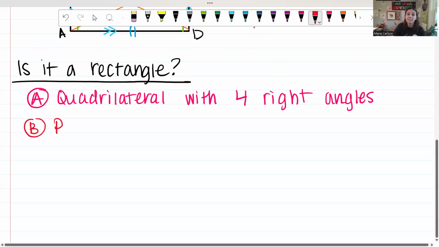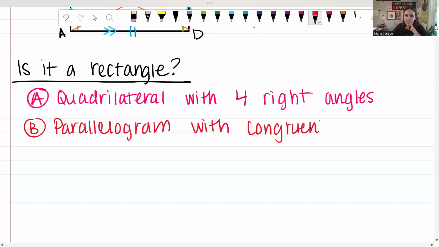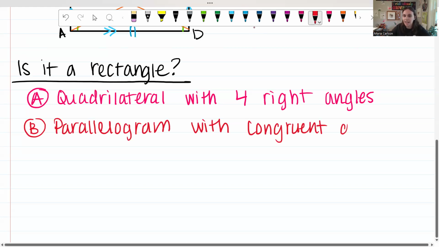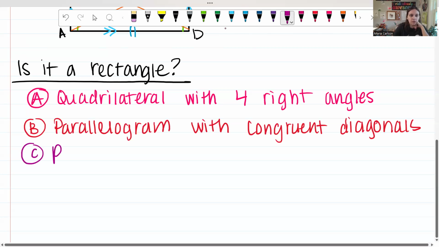Okay, so a little bit more specific. If you have a parallelogram and you know that that parallelogram has congruent diagonals, a parallelogram with congruent diagonals also is a rectangle. So whether you have a quadrilateral with 4 right angles, you can tell that's a rectangle, or a parallelogram with congruent diagonals.